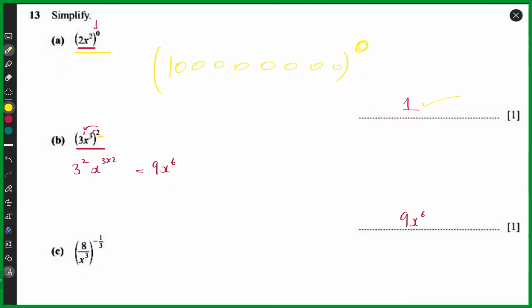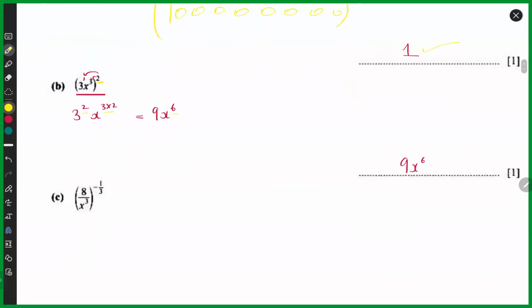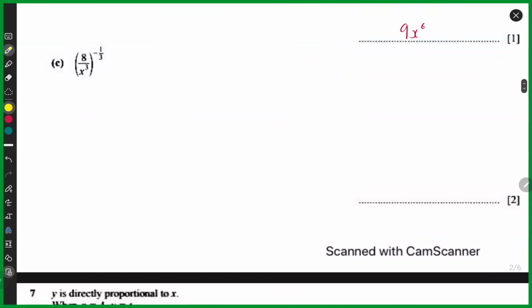Okay, so inside power was 1 and 3. When 2 would be multiplied by 1, it would become 2, and this would become 6. Okay, perfect. This was easy. This was good. Let's talk about the last part of the same question.